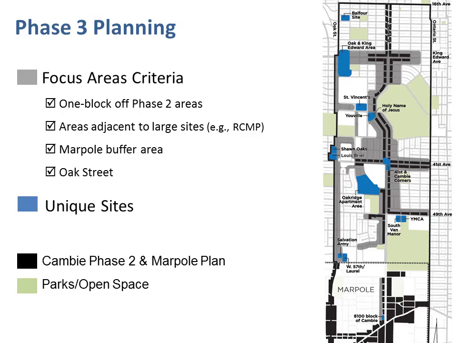The focus area criteria looked at areas one block off Phase 2 apartment areas that are covered by the approved Cambie Corridor Plan policy. It also includes areas adjacent to major project sites, like the RCMP site and Langara Gardens. The criteria also looks at a buffer area in Marpole, west of Phase 2 properties on Cambie Street, and this is based on direction from the Marpole plan. The criteria also includes property along Oak Street, building on the Marpole plan and Oak Ridge Langara policy statement, and this will look at both sides of Oak Street.